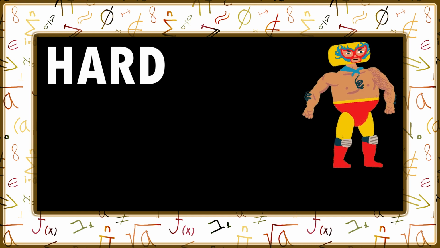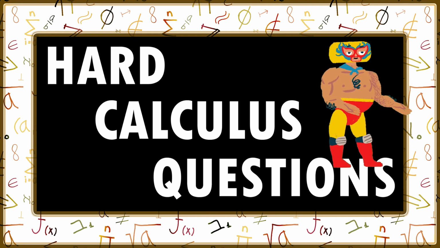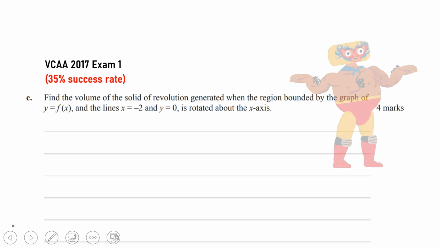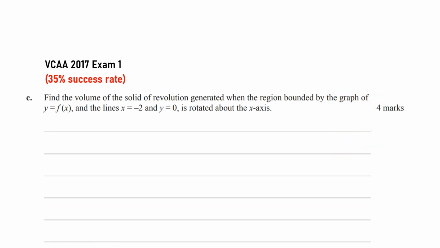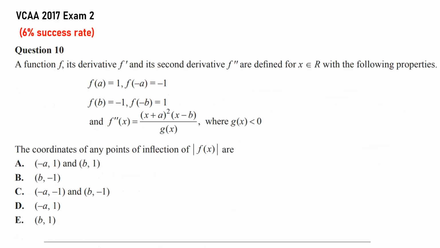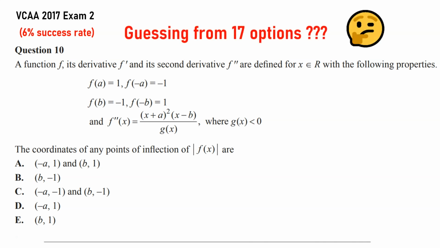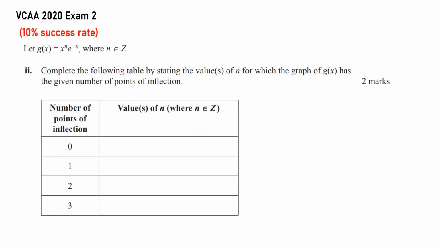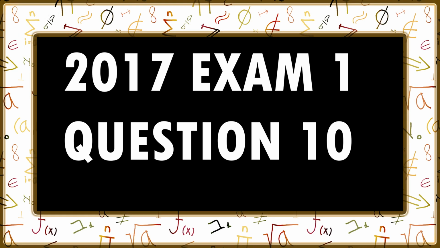So you want to see some hard calculus questions. We'll look at this exam 1 question with a 35% success rate. We'll look at this exam 2 question with a 6% success rate, which is what you would expect if students were guessing, and there were about 17 options. And then we'll have a look at this exam 2 extended response question, which was also pretty tricky. Let's do it.